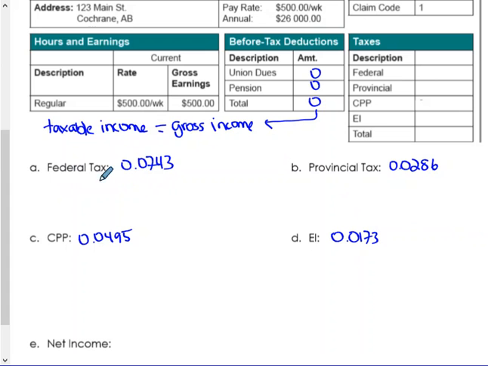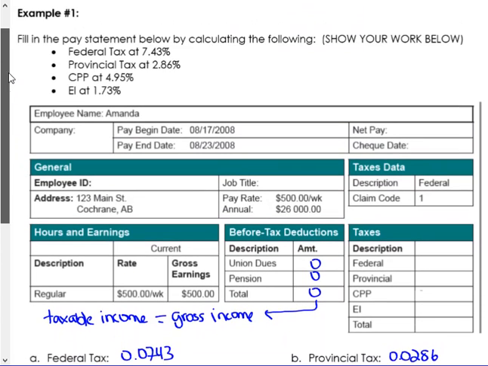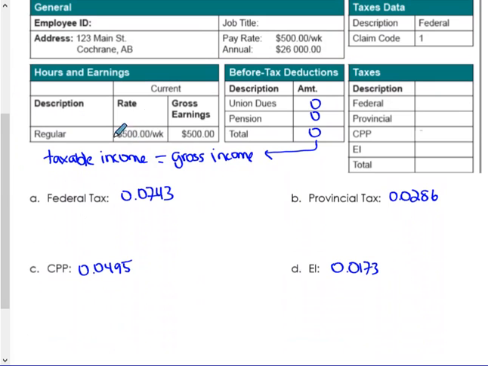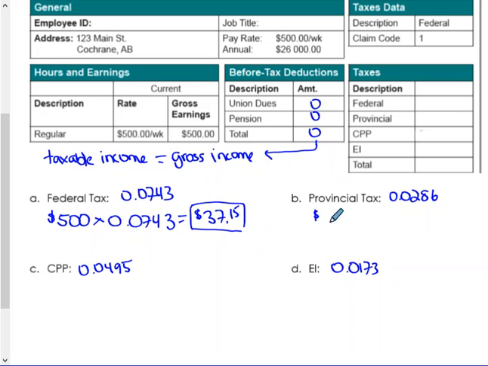So our federal tax is going to be our taxable income, which in this case is our gross income. Right here, we get $500 a week, so our gross earnings are $500. So $500 multiplied by our percentage as a decimal, 0.0743, and we get $37.15. Next, our provincial tax. Our taxable income, in this case our gross income, so 500 times 0.0286 gives us $14.30.